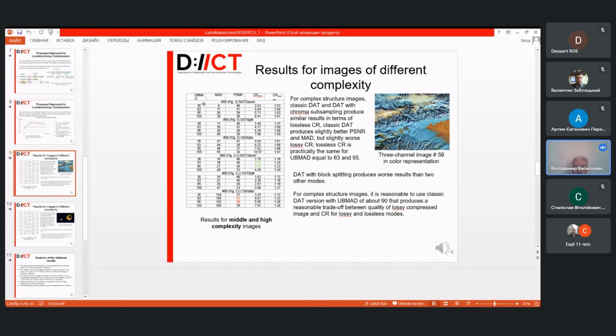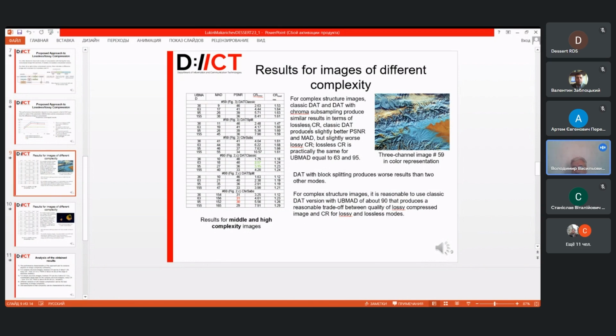We have also analyzed three versions of compression based on the discrete atomic transform. This is the classical version, DAT with block splitting, and DAT with chroma subsampling. Three different approaches, and we have compared them. The conclusions concerning complex structure images are the following. Classic DAT and DAT with chroma subsampling produce similar results in terms of lossless compression ratio. Lossless compression ratio is in the last column.